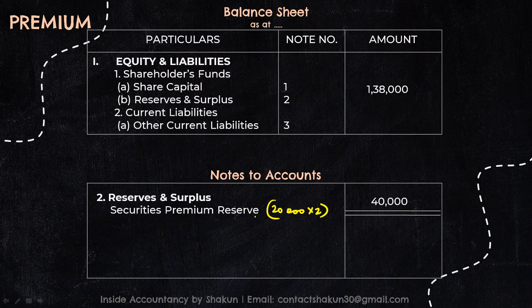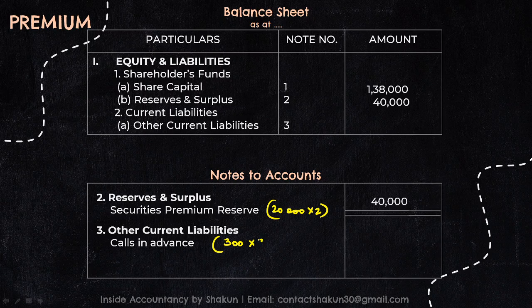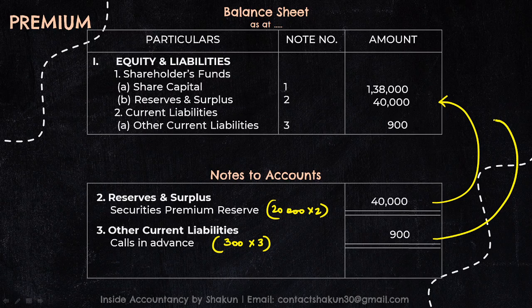And then we make the next note to accounts, that is note number 3, which is other current liabilities. Under other current liabilities we will show calls in advance, which I told you again and again, it's a liability. 300 shares at the rate of 3 for the final call was paid in advance, so 900. This is the amount which will be shown in the balance sheet. So reserves and surplus 40,000 and the calls in advance 900, which is shown in the balance sheet.